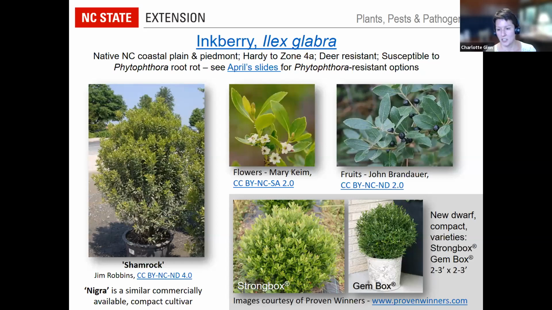So it'd be very interesting to try some of those out if you've got a demonstration garden there at your extension center, and find some of these that you could put in the landscape. It'd be great to see how they grow in the landscape over time and hear about that. So be on the lookout for inkberry and these new varieties.